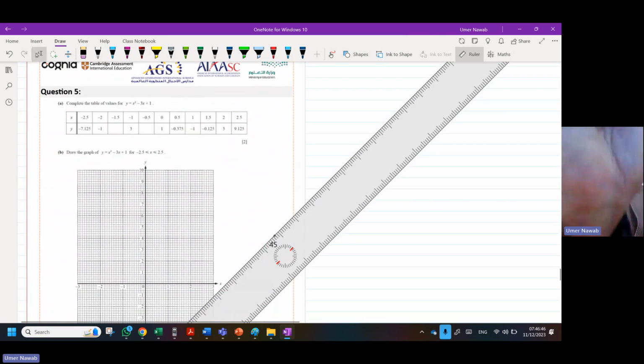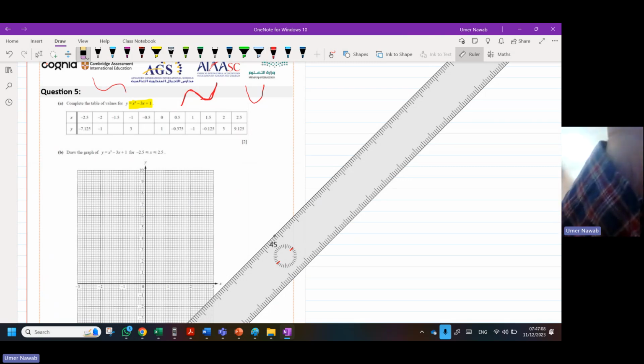Now we go to the cubical equation. When we draw the cubical equation, that graph is normally like this. The previous one was a quadratic. That's why we got a parabola. And the coefficient of x cubed is positive. That's why it is like this. If the coefficient of x cubed is negative, the graph will be like this.